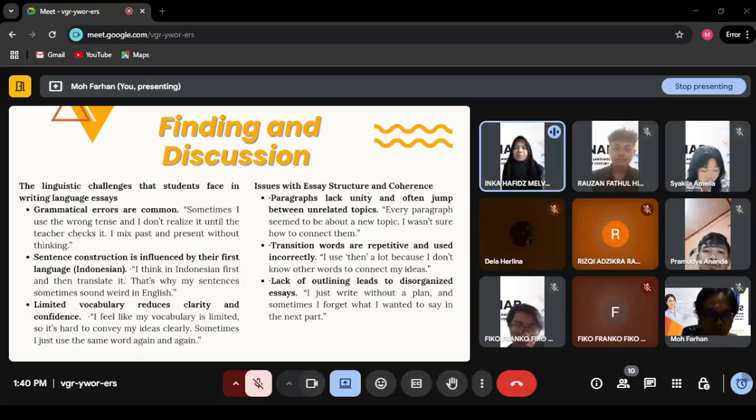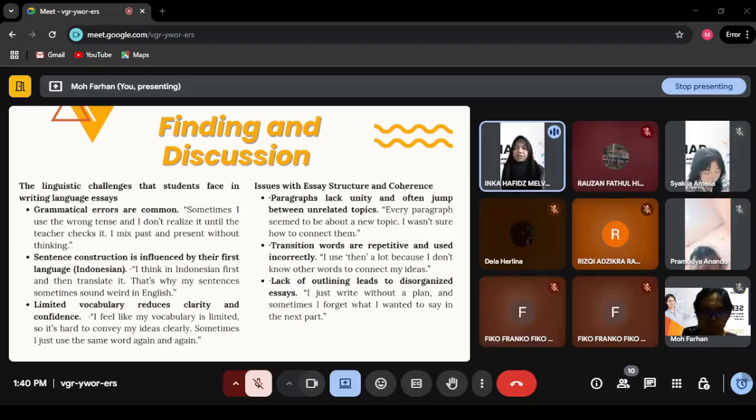Mastering the linguistic component of academic writing remains a significant obstacle for EFL students. Hyland 2003 explains that grammatical control and lexical accuracy are crucial for academic writing development. Without sufficient vocabulary and syntactic awareness, students struggle to express complex ideas and produce coherent text.